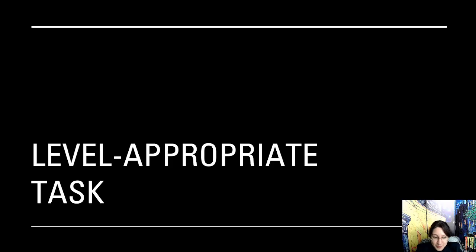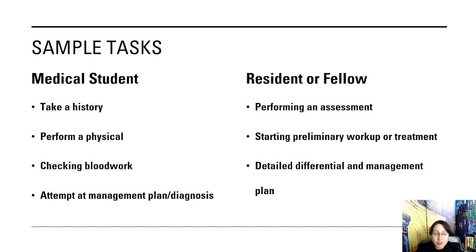So after you've gotten the introductions out of the way, you're going to want to assign the learner a level appropriate task. And this can vary by stage, and sometimes this can be a bit of a trickier situation. So I've put together some sample tasks both for medical students and residents or fellows. If you're ever not sure, you can ask the learner, say, do you know what you're supposed to be doing this rotation? What are your learning objectives, right? What do you want to learn from this rotation? That might help you assign them tasks.